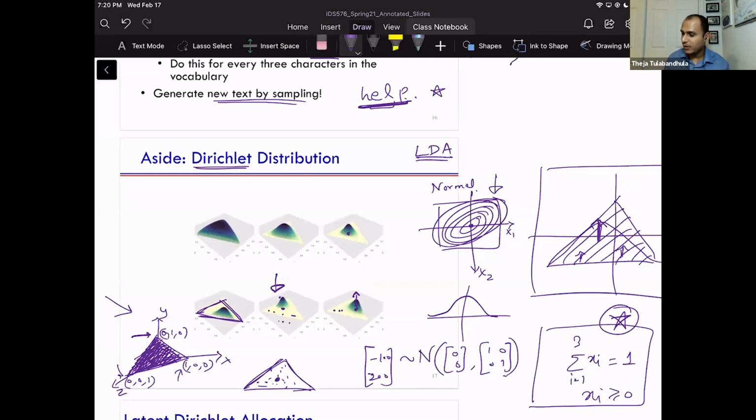So in that sense, if you draw a sample from the Dirichlet distribution, that sample is actually a probability mass function. If I draw a sample from any of these points in this triangular area, according to the Dirichlet distribution, it just happens to be a probability mass function. So that's all we need to know.